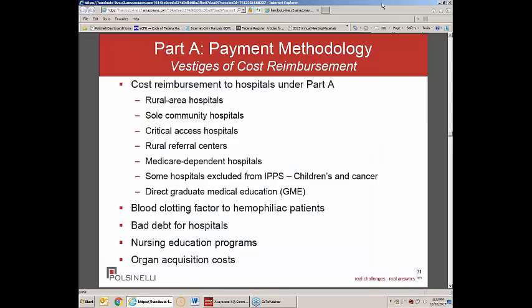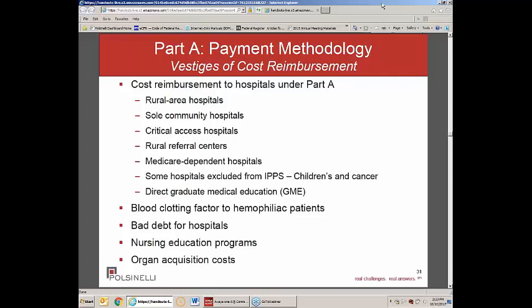So while in a great majority of the cases we have moved from cost-based reimbursement to prospective payment systems that aren't directly related to costs, there still are some vestiges of cost reimbursement. And under Part A, we see this with rural hospitals, so community hospitals, critical access hospitals, rural referral centers, Medicare-dependent hospitals, and then there are certain hospitals that are excluded from IPPS. Children's hospitals and cancer hospitals are examples, also psychiatric hospitals and long-term care hospitals. And some of the graduate medical education adjustments are based on costs as well.